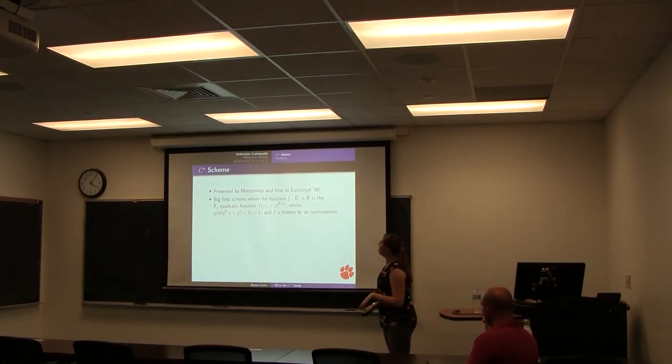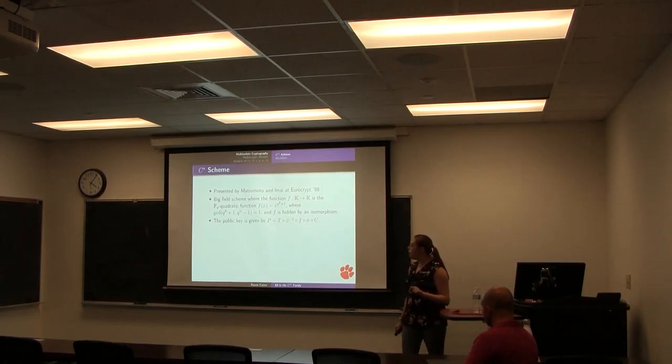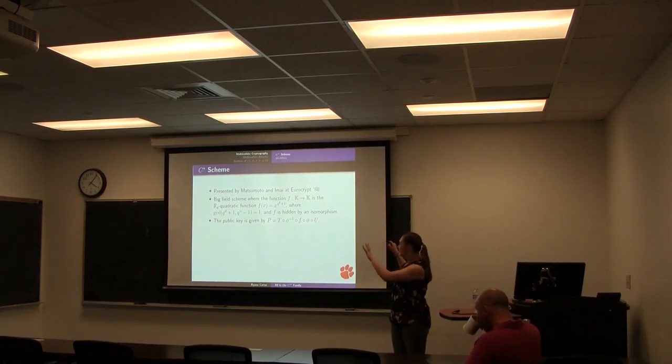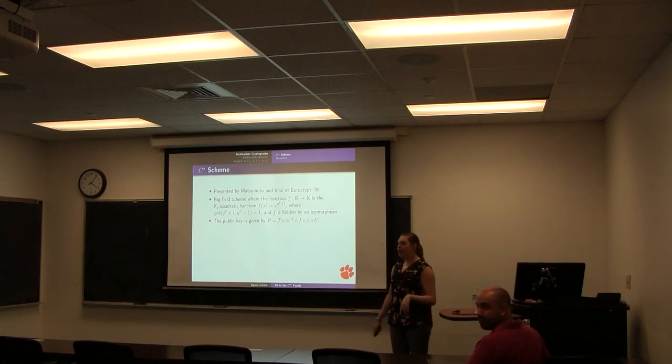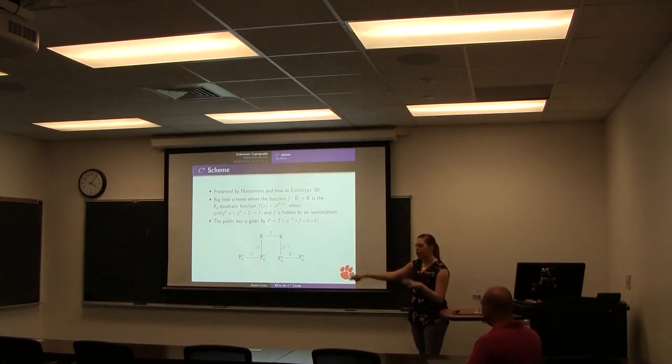And then we are also going to hide f by some isomorphisms. So we're going to mix up the input variables and mix up the output variables. And so the public key is going to be given by the composition of those mixing maps, U and T, and then that central map, F. This is going to be kind of a visual of what's going on with this.